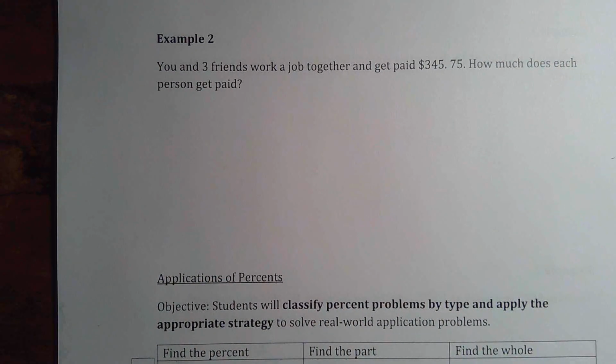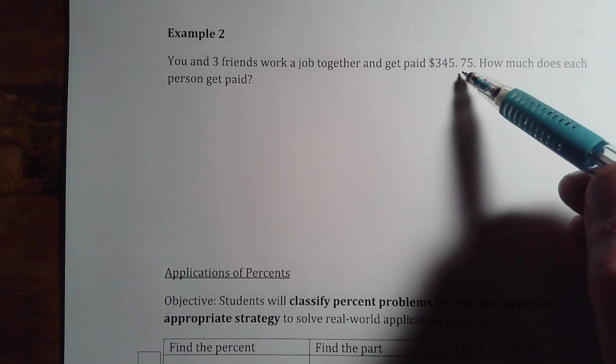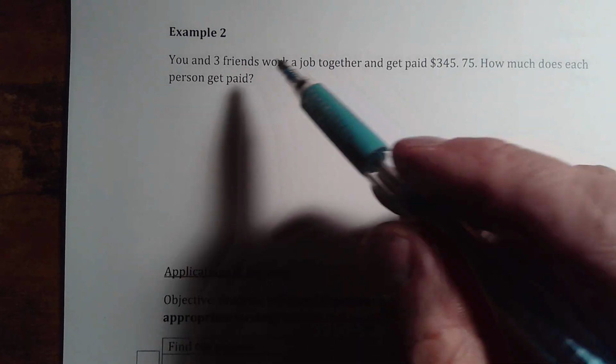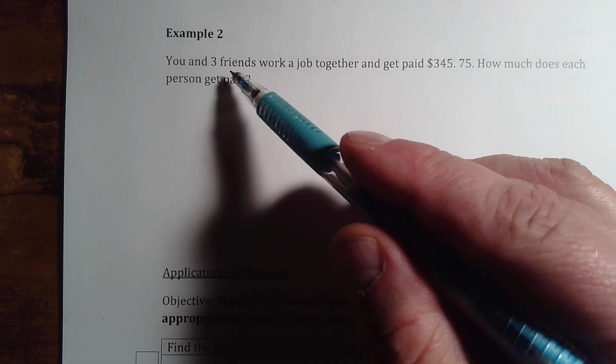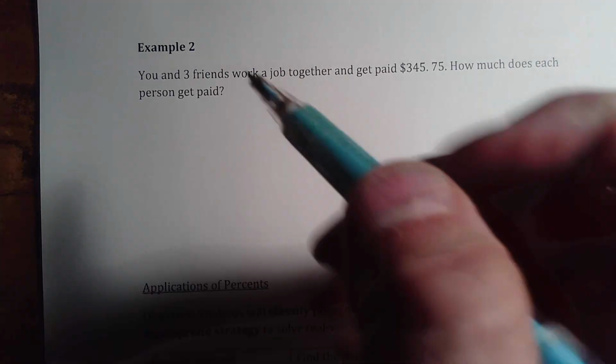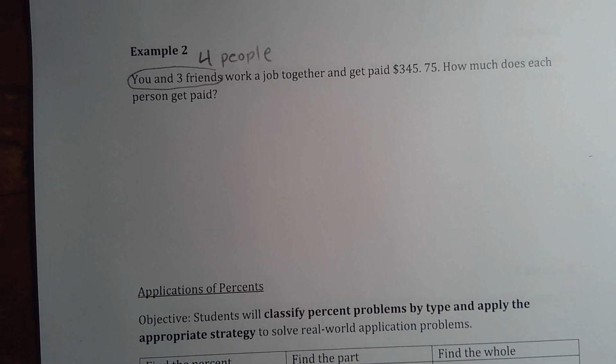You and 3 friends work a job together to get paid $345.75. How much does each person get paid? And so what is the operation we're going to be doing in this situation? Well, if we have $345.75, we need to split that up among you and your 3 friends. So that's 4 people that we're going to be dividing it among.